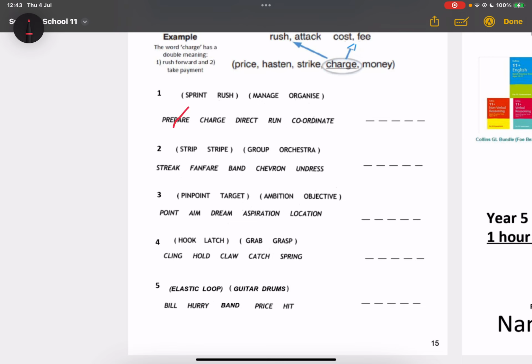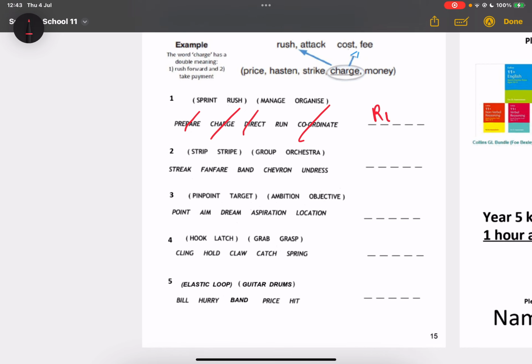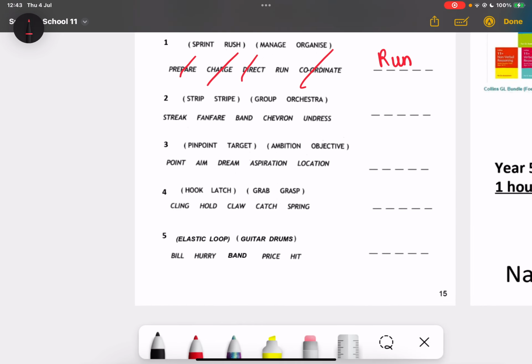Because although prepare would go well with manage and organise, charge would go with sprint and run. Manage and organise to some extent because you're leading something, so we'll leave that for now. Direct, no, because it doesn't go with sprint and rush very well. Run, yes, this one goes very well. Coordinate, no. So between charge and run, run will make more sense. So the answer for this one will be run.